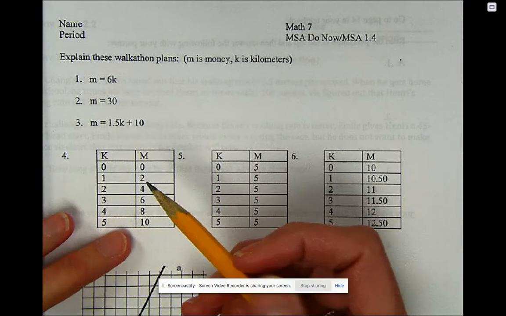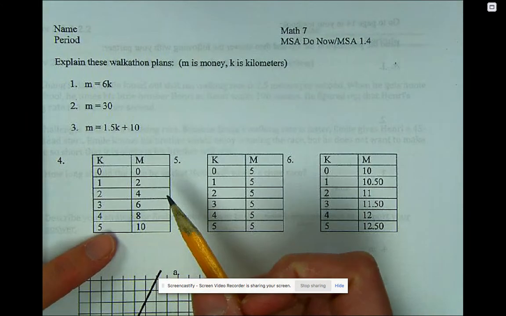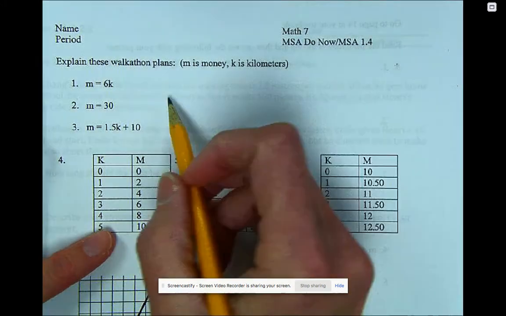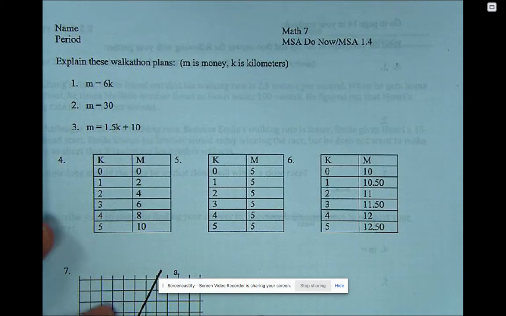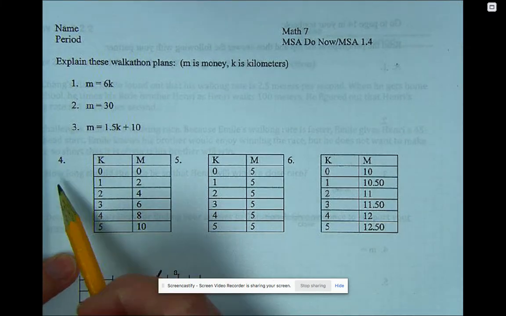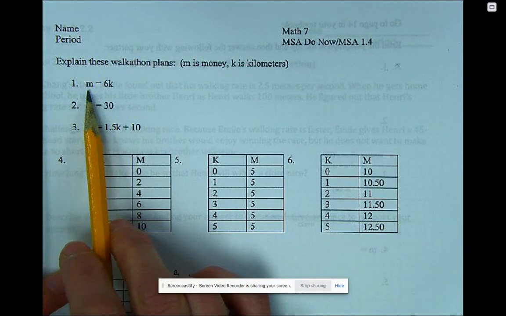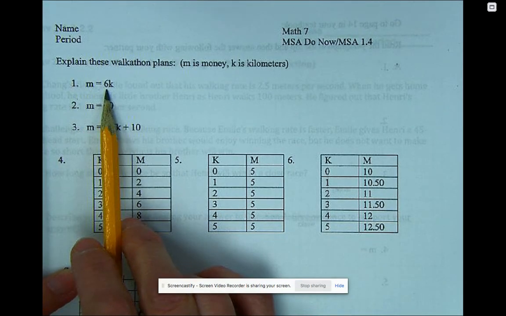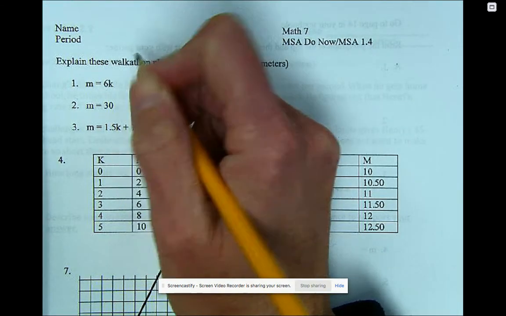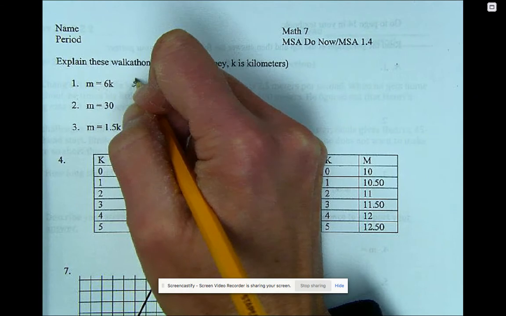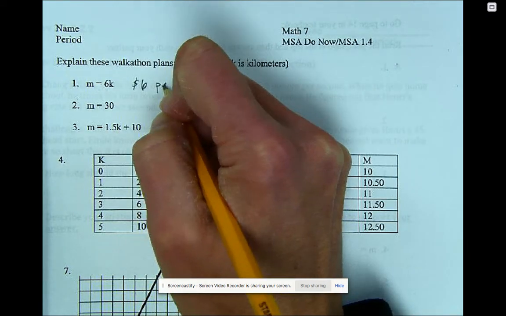I first want you to think about what these walkathons might mean. We're going to have M stand for money and K for kilometers. If the walkathon plan says money is equal to 6 times the kilometers, what do you think that might mean? Do you think that plan was to ask for $6 per kilometer walked?